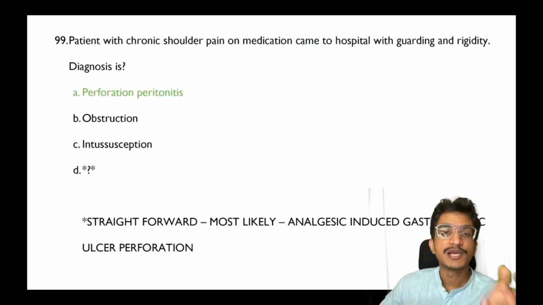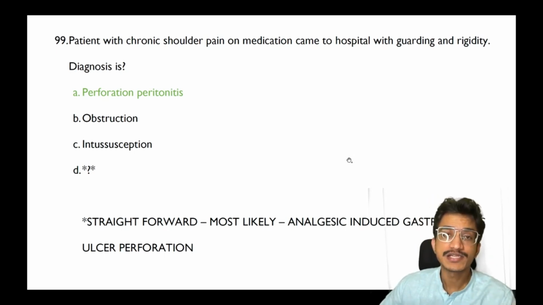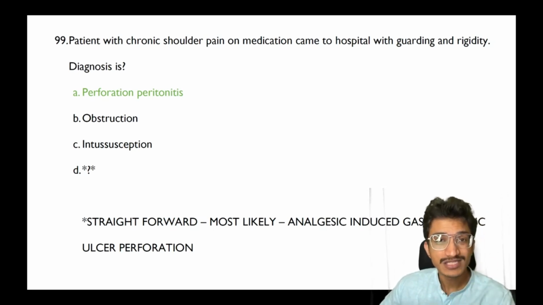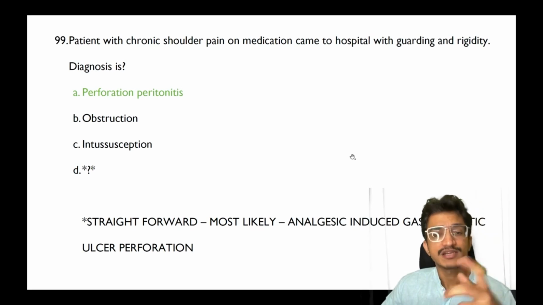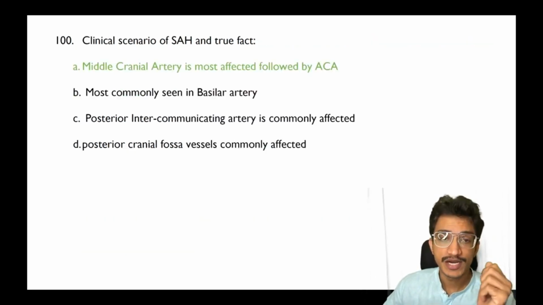Moving on to the next, a patient with shoulder pain, so that means that he is on analgesic pain medication. So what is the diagnosis of the patient presenting with guarding and rigidity? So it is a very straightforward question. If this was the clinical scenario, the first thing we will suspect is a peptic perforation, and so we would be going with the diagnosis of perforation peritonitis.